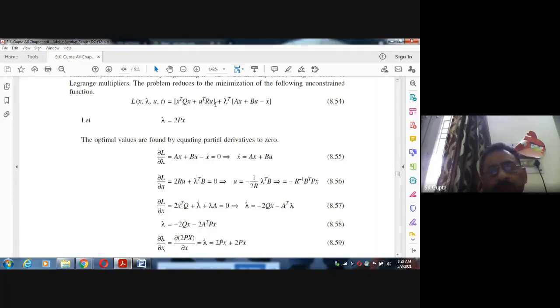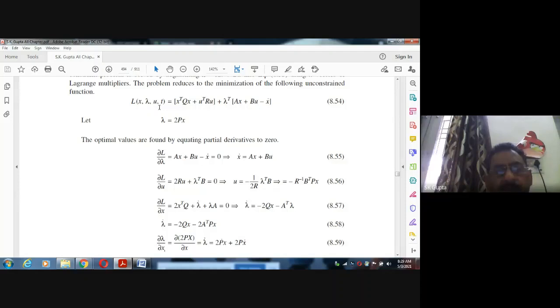There is no lambda here, so the partial derivative of this with respect to lambda will be 0. The partial derivative with respect to lambda of the constraint term gives Ax plus Bu minus x dot is equal to 0. This x dot equation is the natural system equation which we understand.